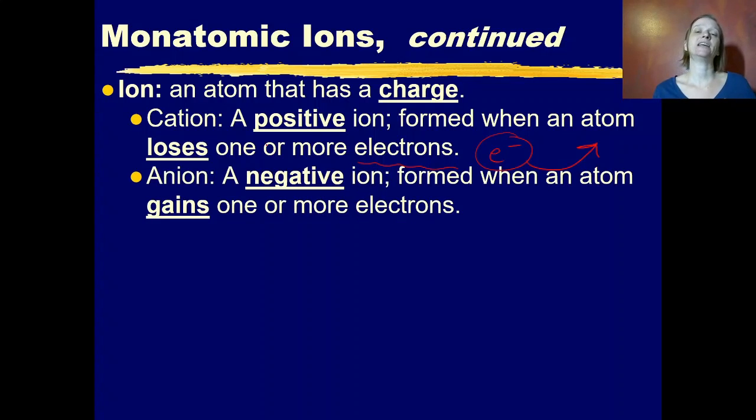An anion is a negative ion. A negative ion occurs when an atom gains 1 or more electrons. So if you add in this electron with a negative charge, then you increase the negative charge. Here you decrease negative charge, so left with positive. Here you increase your negative charge.